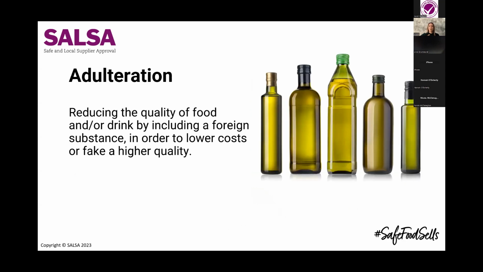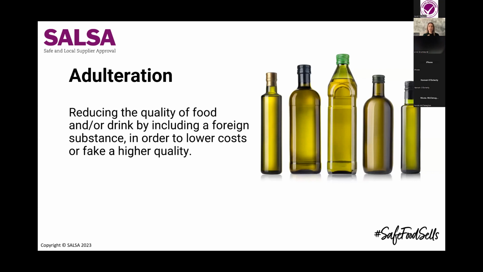So adulteration then. So we've seen instances of this in products such as rice and olive oil. Adulteration then is reducing the quality of the food and drink by including a foreign substance in order to lower costs or fake the higher quality product. So an example being in 2016, customs officials in Nigeria confiscated 2.5 tons of rice, which they suspected had been made from plastic.